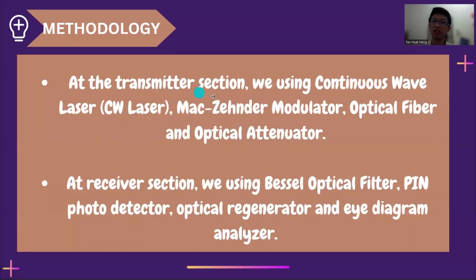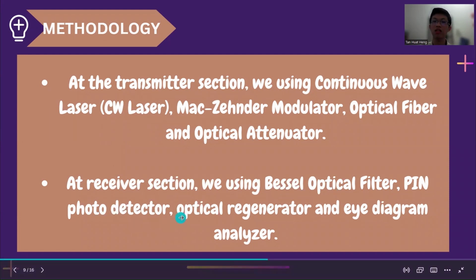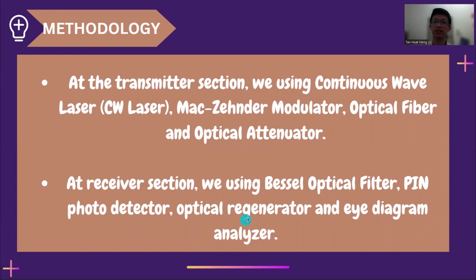At the transmitter section, we're using a continuous wave laser, CW laser, Mach-Zehnder modulator, optical fiber, and optical attenuator. At the receiver section, we're using a passive optical filter, PIN photodetector, optical regenerator, and eye diagram analyzer.